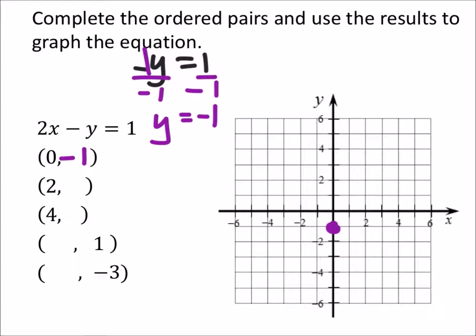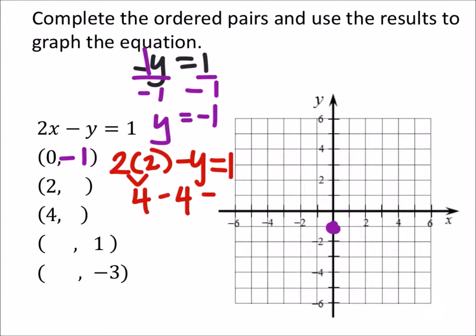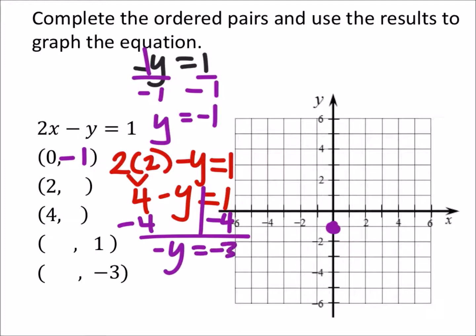Alright, let's go on to the next one. So in this case, x is 2, so I'm replacing the x with 2, minus y. This needs to equal 1. 2 times 2 is 4. 4 minus what? Sorry, it's a y. 4 minus what is 1? Well, if we subtract 4 from both sides, this gives us a negative y equals negative 3.